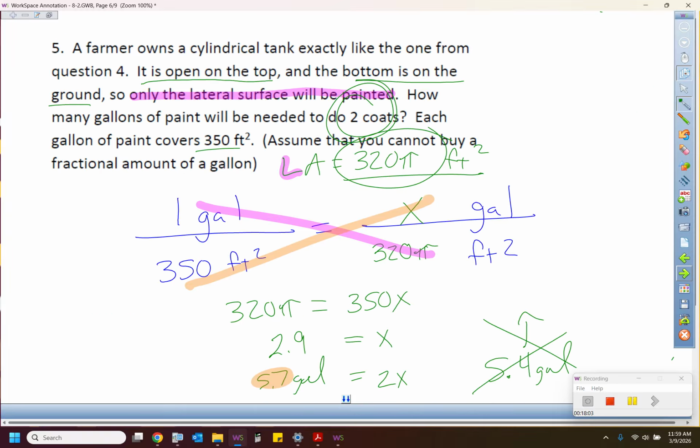And was that the question? Is that all they asked? Yes, it was. So 6 gallons of paint.